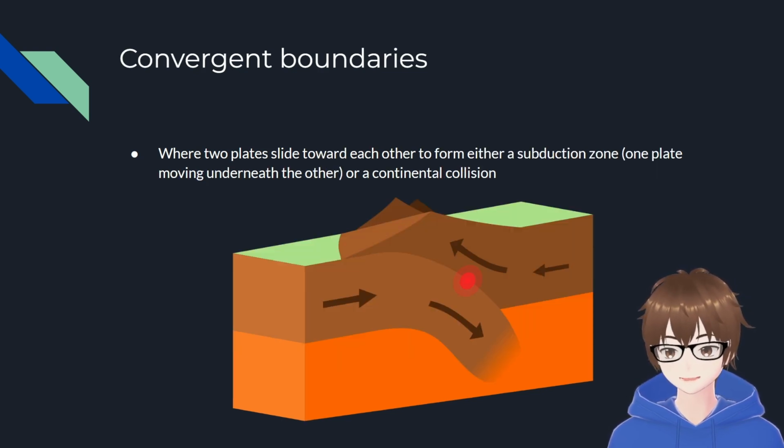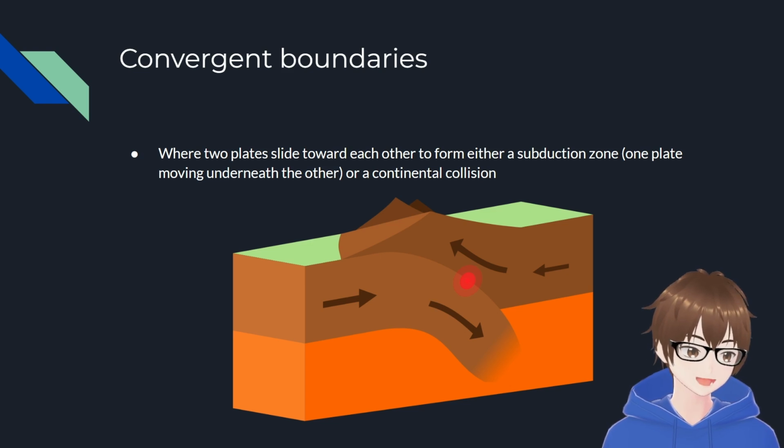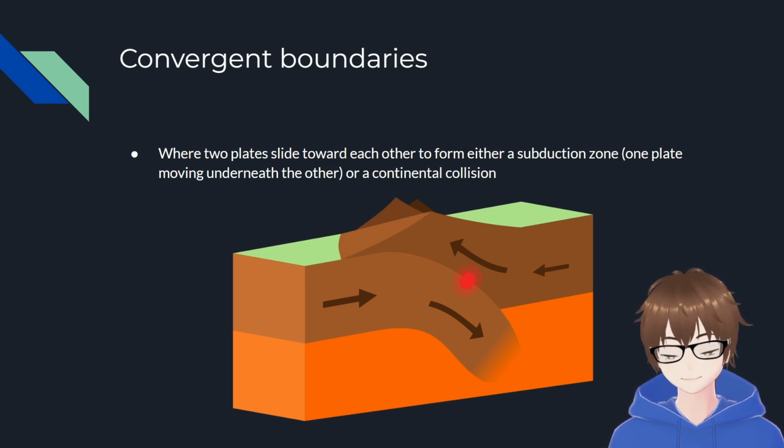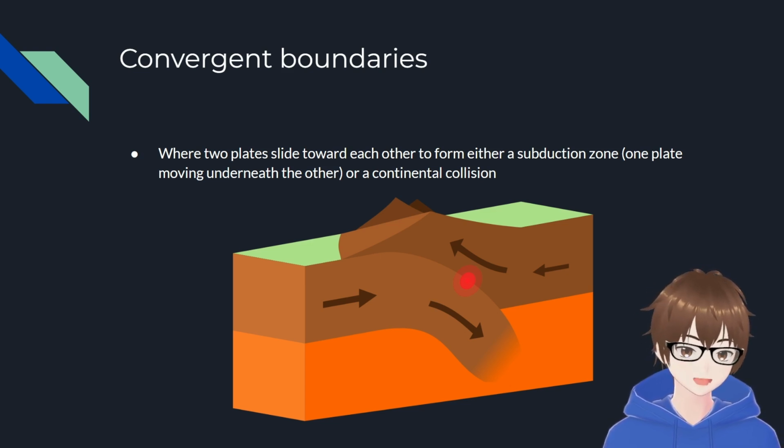Then we have convergent boundaries. So this is where two plates slide toward each other to form either a subduction zone, like we talked about before, or a continental collision. So I'm pretty sure continental collision is how big mountains are made and stuff like that. So some will go to the surface, possibly make mountains. Others will go down and be recycled.